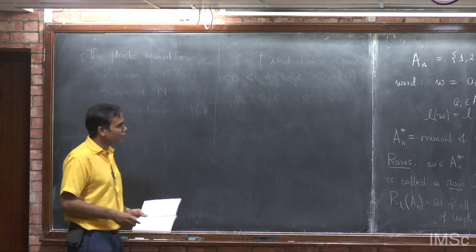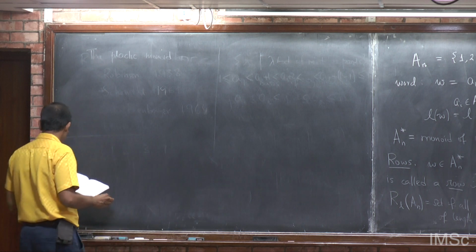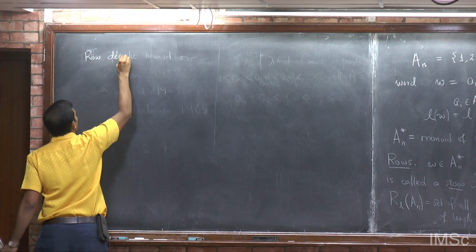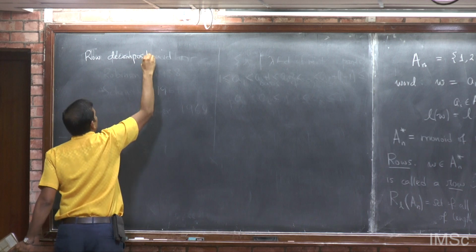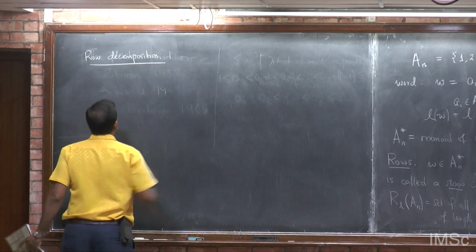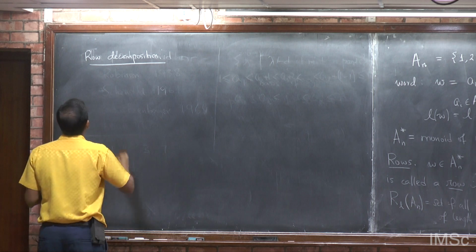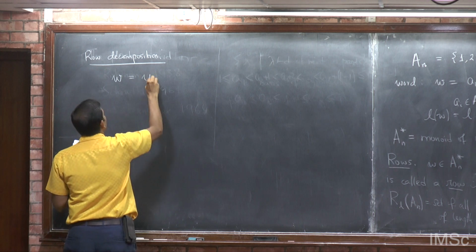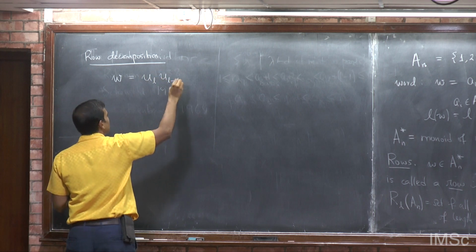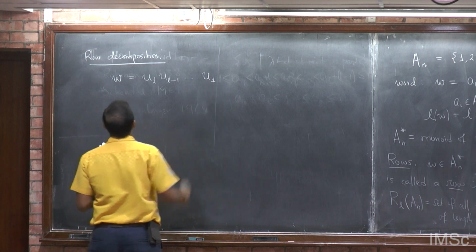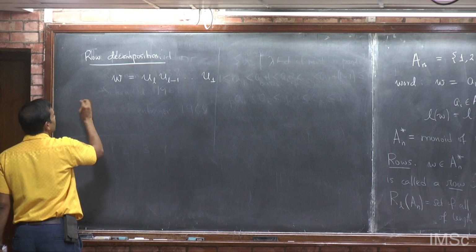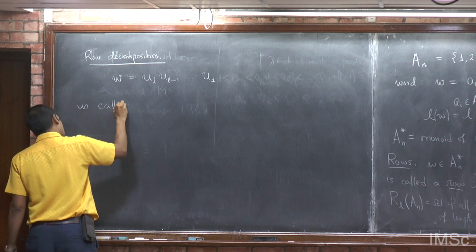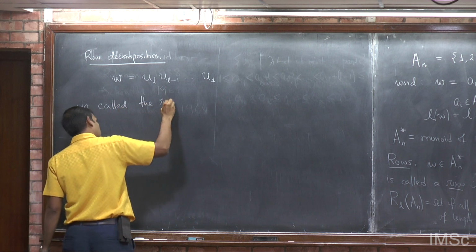Okay, so now let's look at words and try to break them down in various ways. There are two decompositions. One is called the row decomposition and the other is called the column decomposition. The row decomposition is a decomposition of the form: a word W will be written in the form UL, ..., U1, where the indexing goes backwards. This is called the row decomposition of W.